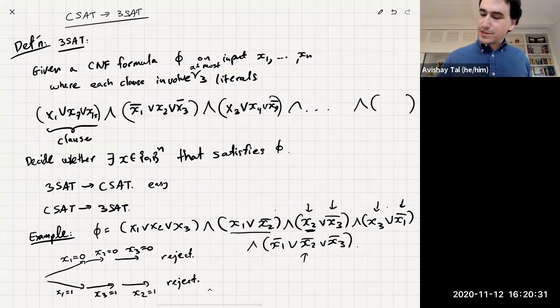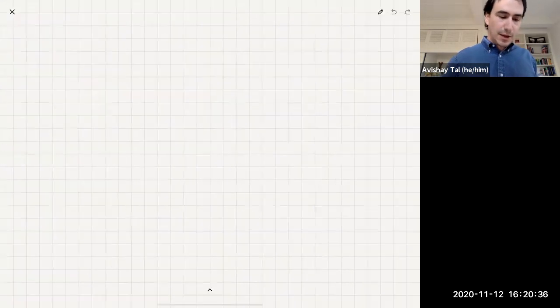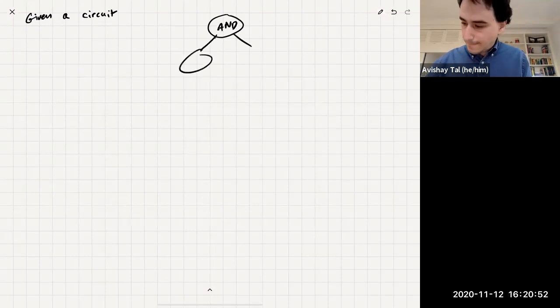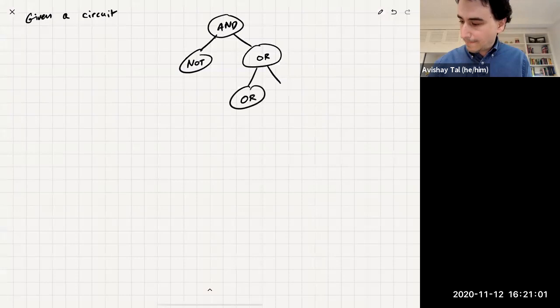Okay, so now we want to show that circuit SAT can reduce to 3SAT. I want to do this reduction by an example. So let's say that I give you the following circuit. Okay, so it'll take me some time to write it. By convention, I assume that all the arrows go up. So a gate is fed by the two gates below it.